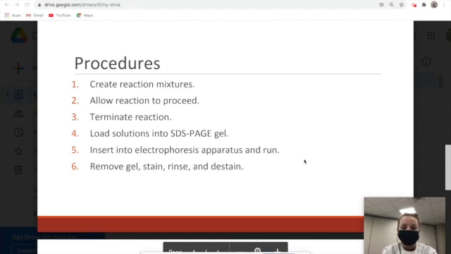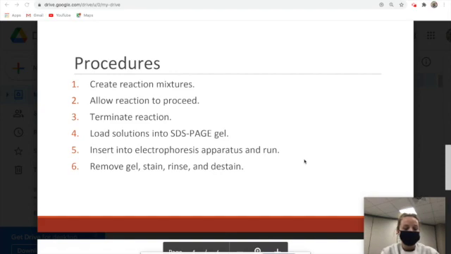After that, you're going to terminate the reaction by adding an additional 10 microliters of buffer and heating at 100 degrees Celsius for 5 minutes. You're then going to load the solutions into the SDS page gel. You are going to load 20 microliters of each. The protein ladder goes in the first well, and then reaction 1 in the second well, and reaction 2 in the third well. You're then going to insert this into the electrophoresis apparatus and set it to 150 volts for an hour and allow the gels to resolve.